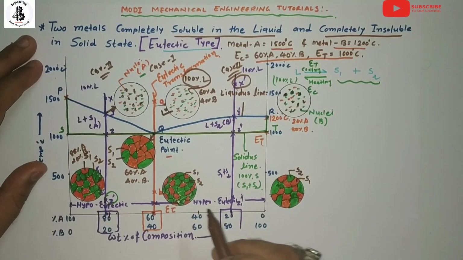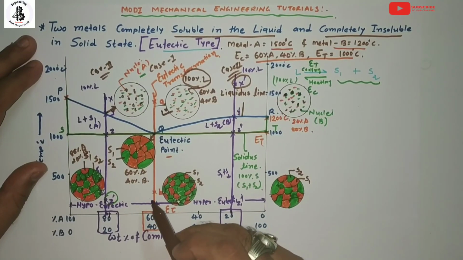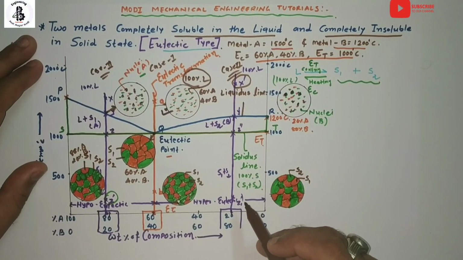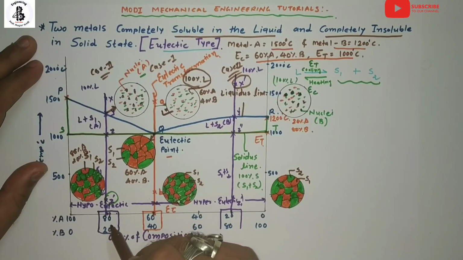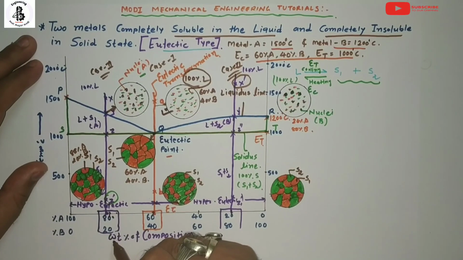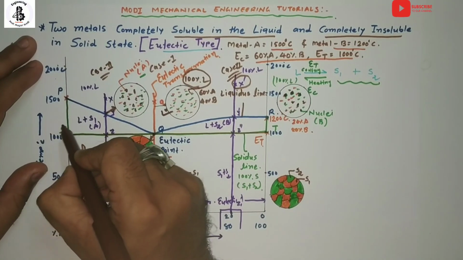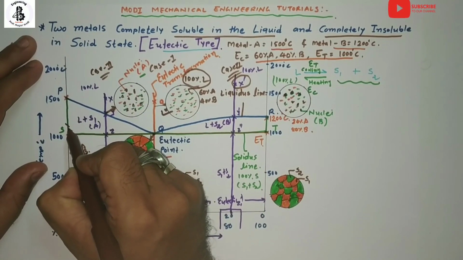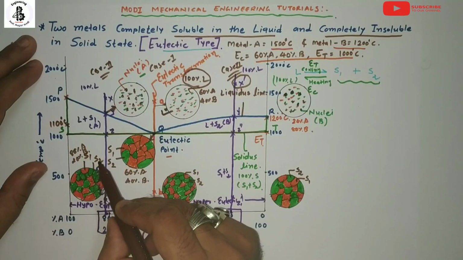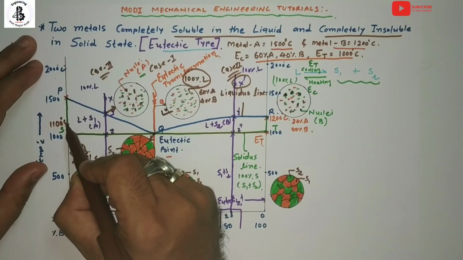Now I would like to find out the various percentages of liquid and solid under different conditions for the hypoeutectic and hyper-eutectic. So just make a point similar to 80% of A and 20% of B, at a temperature of around 1100. So according to this temperature, I would like to draw one horizontal line, which will be like this.